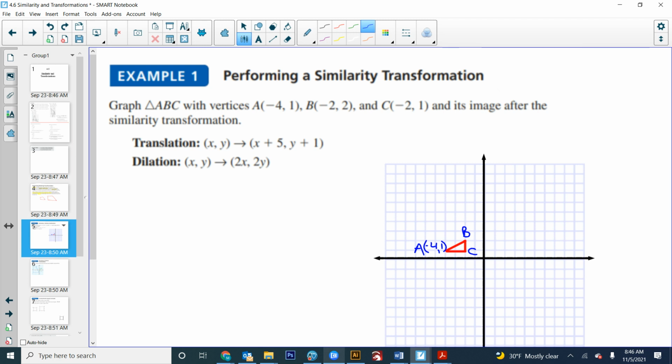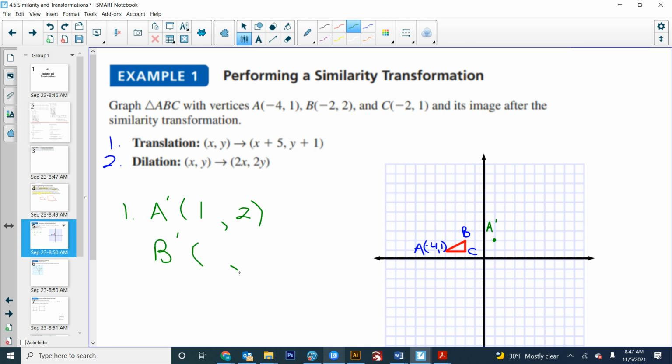All right, here we go. We're going to do a translation and then a dilation. So we're going to slide, and then we're going to dilate. The x plus 5 and the y plus 1 tells us to move all three of these points right 5, up 1. A: right 1, 2, 3, 4, 5, up 1. A prime. And A prime is what? What's the x value? 1. And the y value? 2.